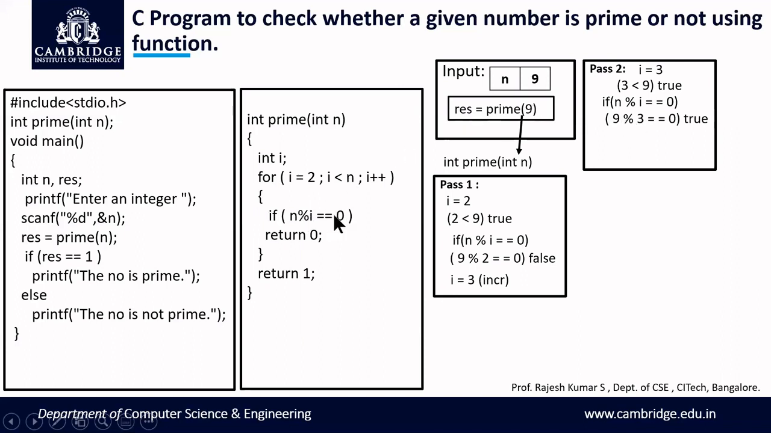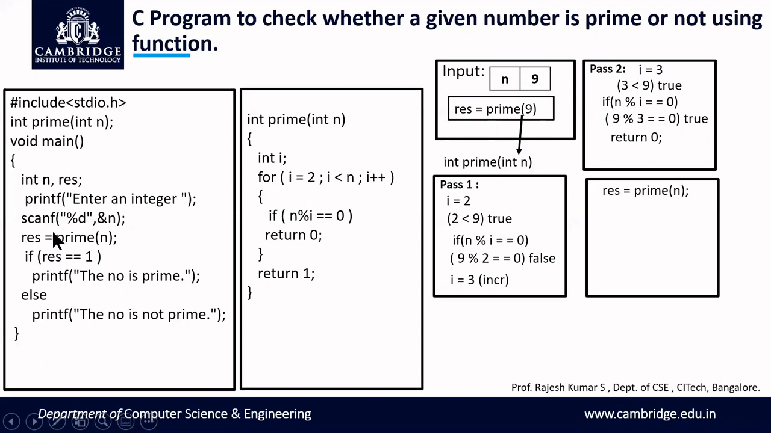When the condition becomes true, I do not have to check further, because we know that 9 is divisible by 3. So we'll stop the process and we will return. When the condition becomes true, I will return 0. To whom do we return 0? We return 0 to the calling function. Inside the calling function, in turn, the value 0 is assigned to RES, and we are checking if RES double equals to 1.